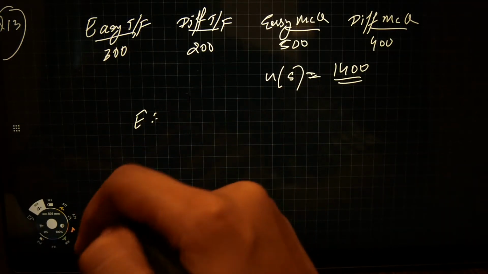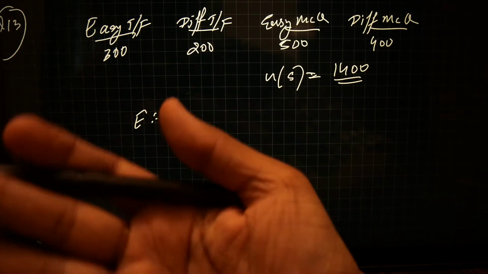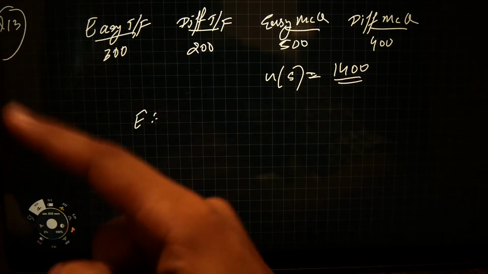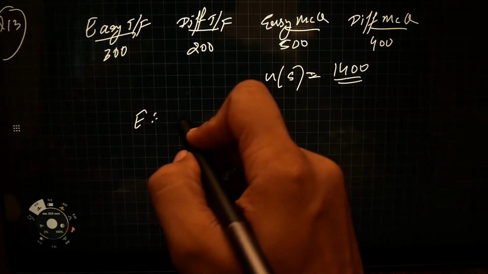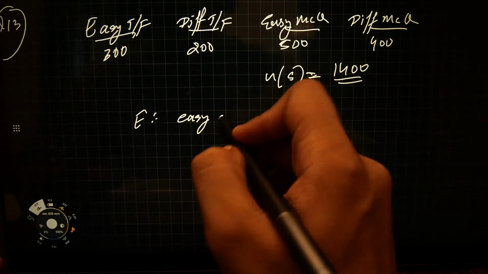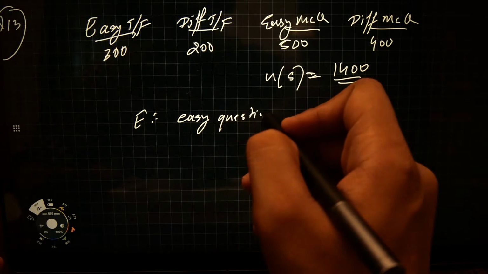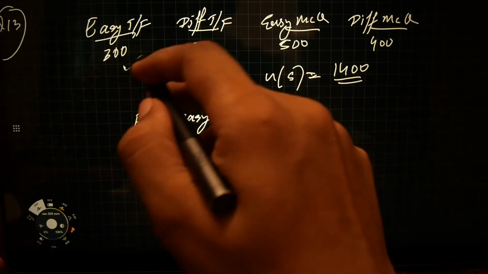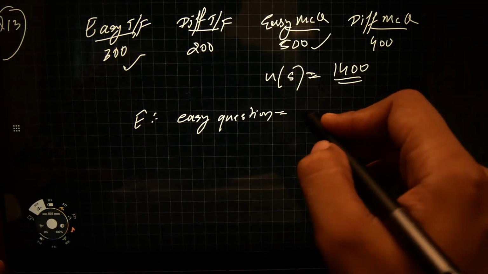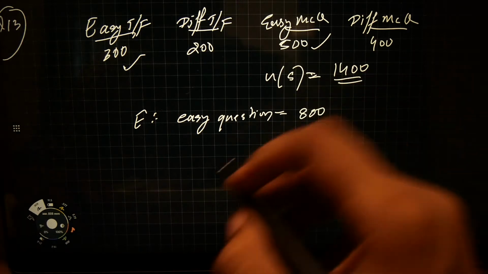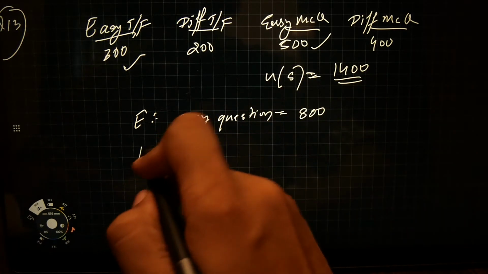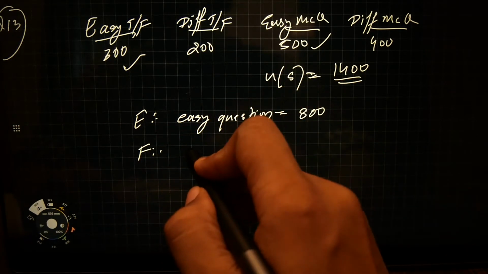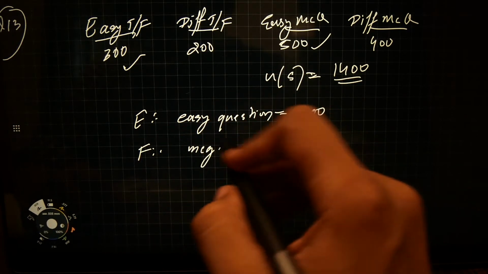So what is E here? E is the conditional probability. If a question is selected at random from the question bank, what is the probability that it will be an easy question? Okay, E is an easy question. So how many such easy questions are there? There are a total of 800 easy questions, given that it is a multiple choice question. F is a multiple choice question.